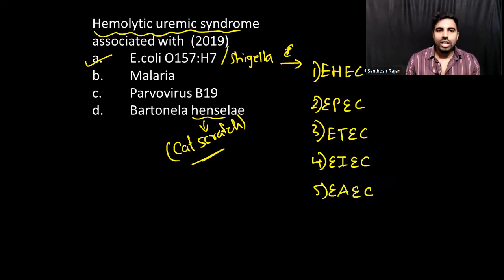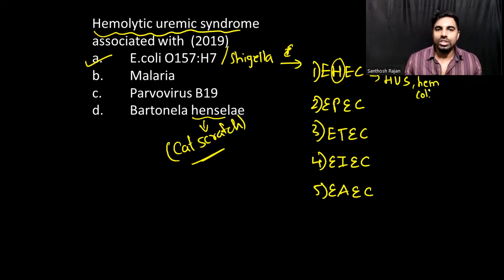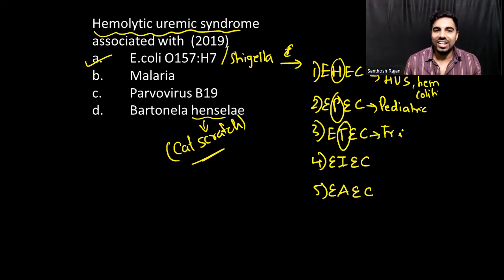Now, how to remember? This is enterohemorrhagic type. We already talked about it. It causes HUS, hemolytic uremic syndrome. This is almost like Shigella. It also causes hemorrhagic colitis. Anything hemorrhagic or hemolytic uremic comes under EHEC. Enteropathogenic: P for pediatrics group, it's common. This causes diarrhea in the pediatric group. T for traveler's diarrhea.